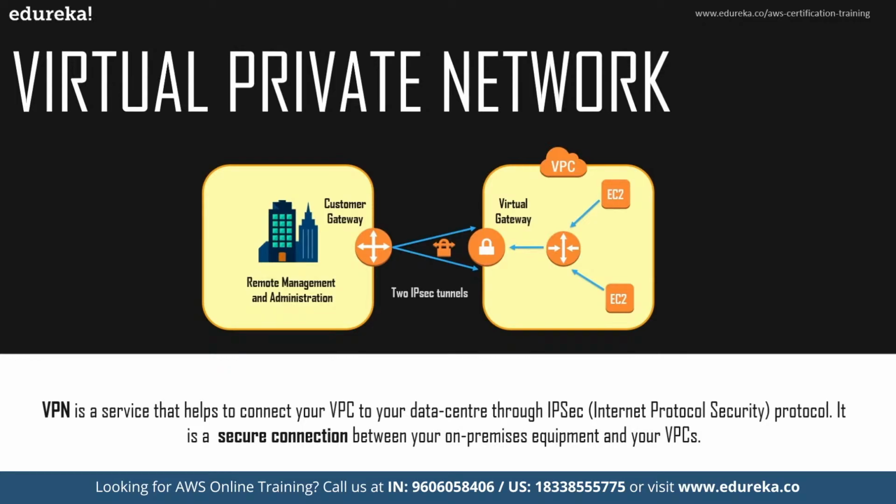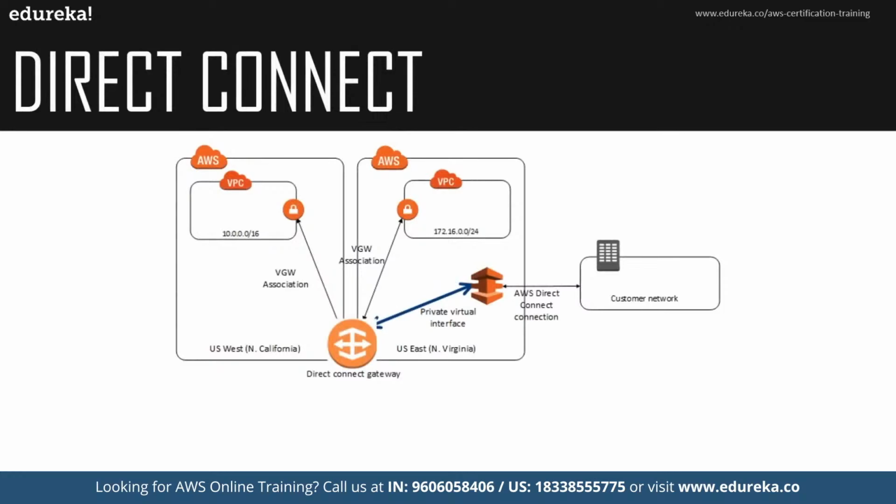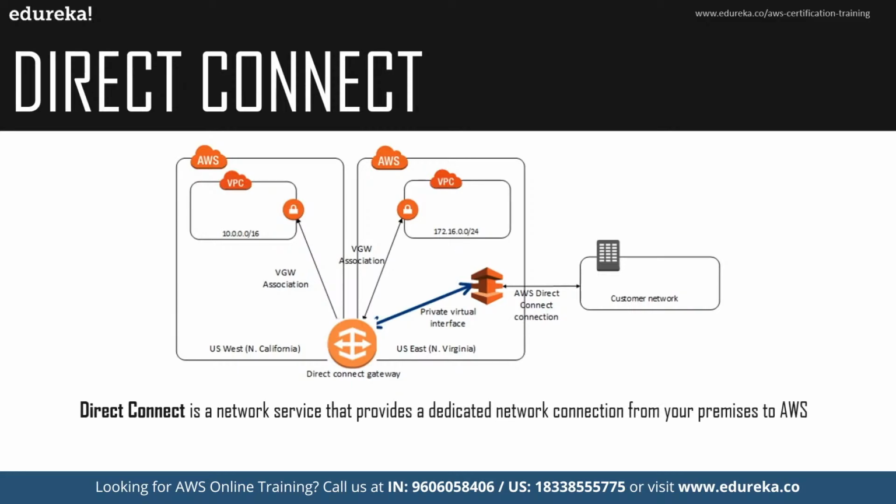Now, what if this internet connection is patchy or the speed is not up to the mark? Also, there is still some level of breach of security which may take place on these connections. To avoid this, AWS provides a service within VPC known as Direct Connect. So what is Direct Connect Gateway? Direct Connect is a network service that provides a dedicated network connection from your premises to AWS without using the internet. So how does it happen?